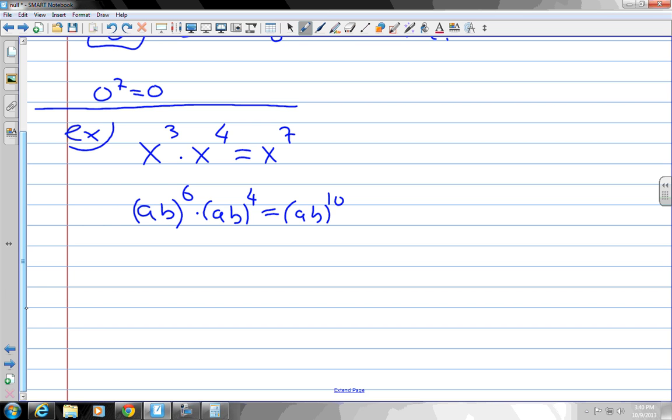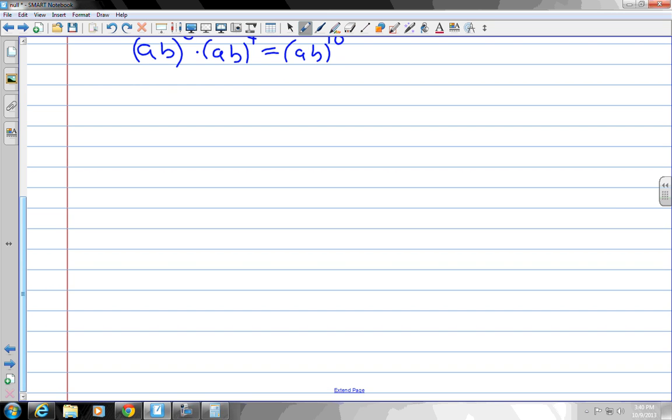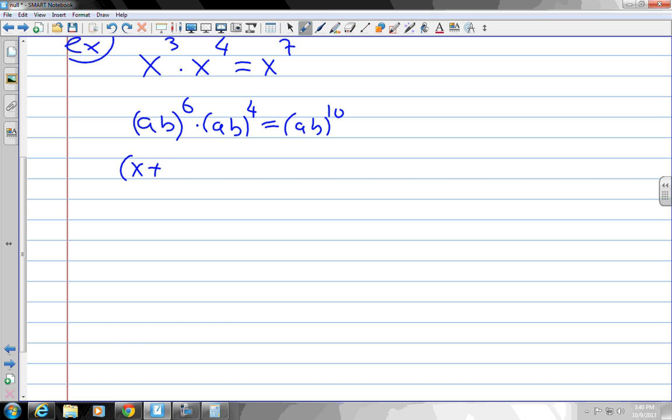Okay. How about x plus y to the power 7 divided by x plus y to the power 2? What does that equal to? X plus y to the power 5, because we want to subtract exponents, as long as the bases are the same, and I can make my base anything I like. Even if it looks like a summation of some other items, it is still going to be x plus y to the power 5. Is that okay?